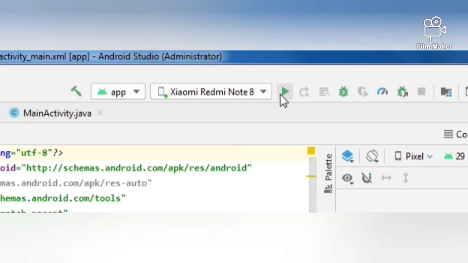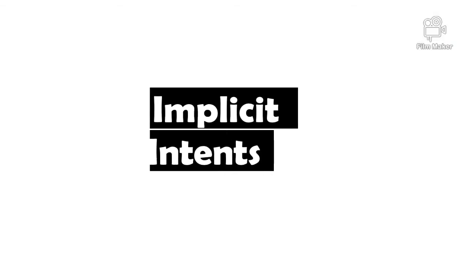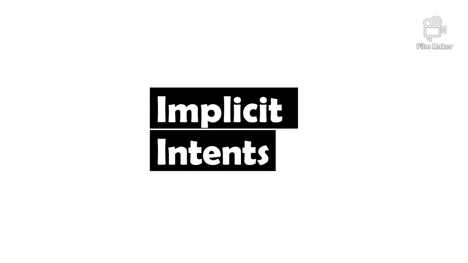Now let's run our application. So here you can see that as I press the go button, I am directed to my new activity. Now, as I told you, intents are of two types. Let's now move on to implicit intents.